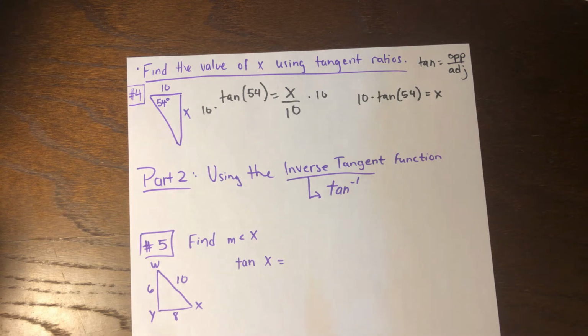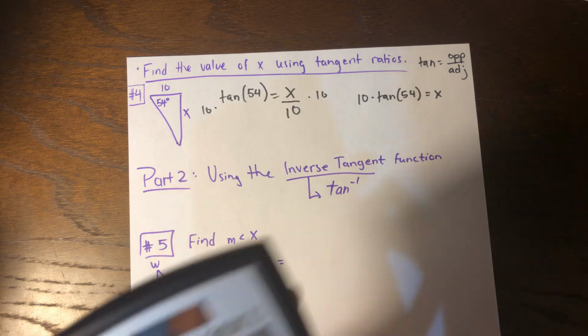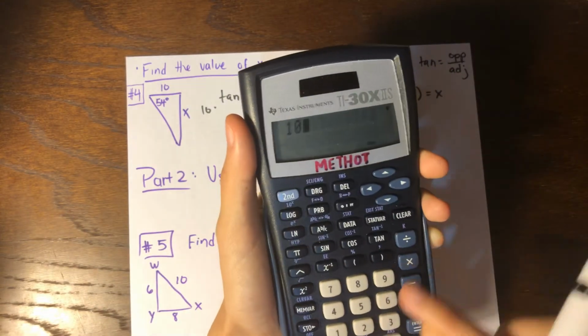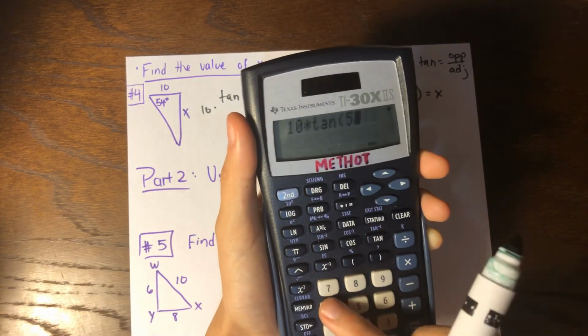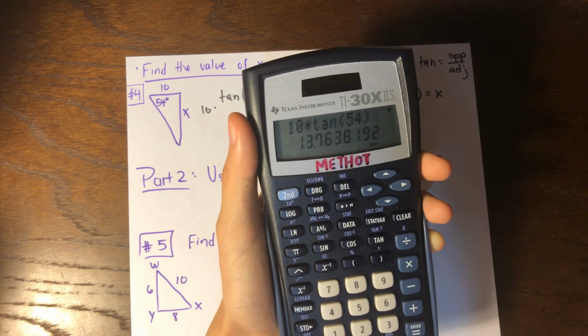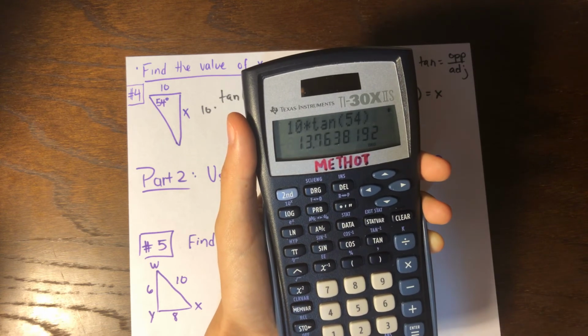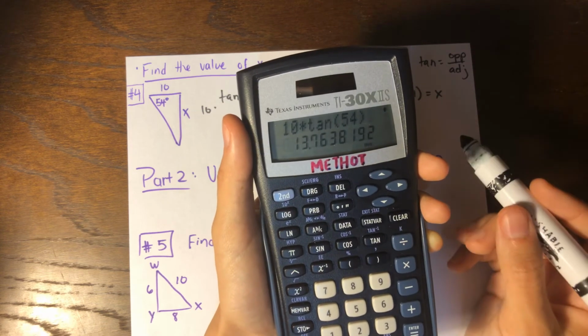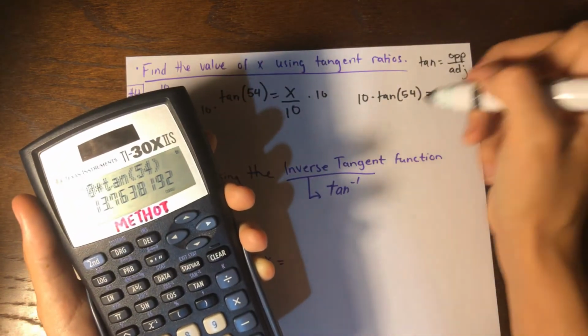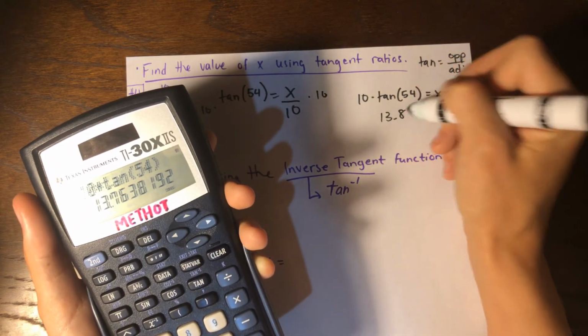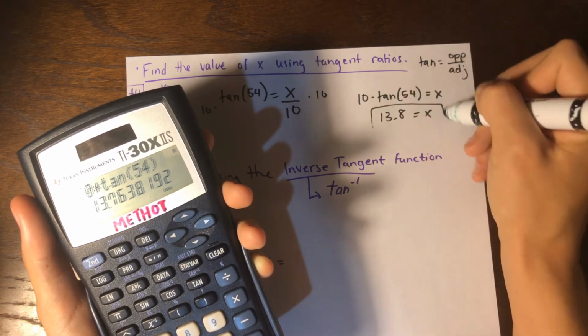Okay, so 10 times the tangent of 54. Okay, so we're going to do 10 times the tangent of 54, which is 13.76. Okay, and we're going to round that to just 13.8. So 13.8 is equal to x. Okay?